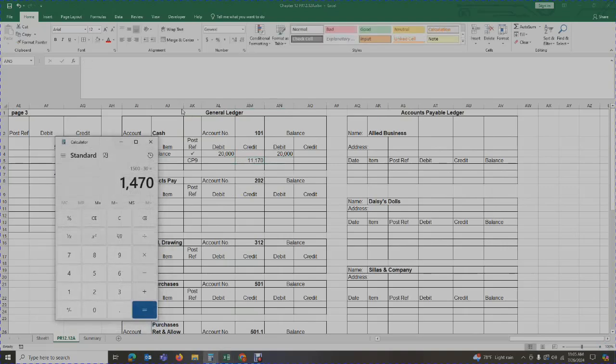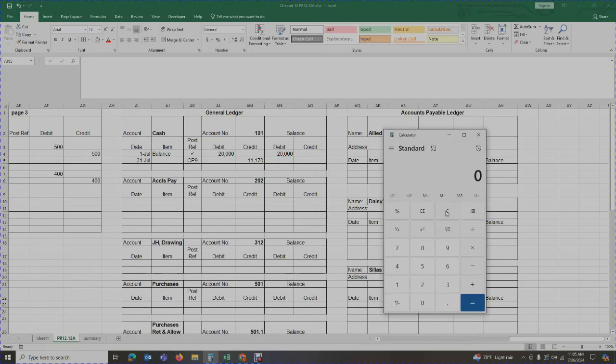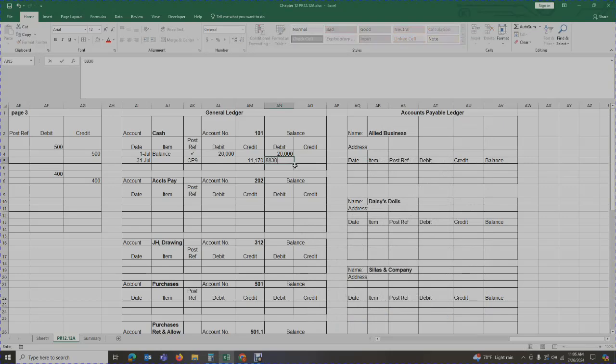Okay, so we had $20,000 in the bank, and we spent $11,170. That means that we have an ending cash balance of $8,830 debit. And remember, we put it on the debit column because the balance is positive. Your balance for cash should always be on the debit column.